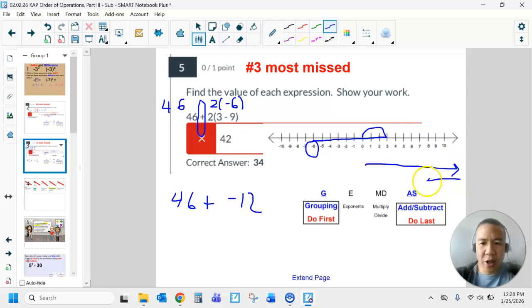-12 means I go left. That means I need to take away 12 from the 46, and the answer would have been 34. A lot of you did put 42, but it is actually 34. Again, adding and subtracting come last. Please never do 46 plus 2, then multiply by -6. That's completely wrong. You have to separate the terms.